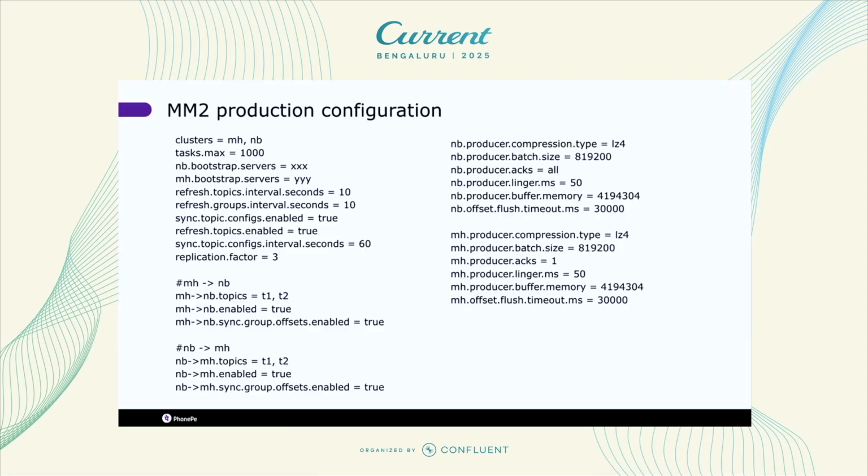This is a standard MirrorMaker production configuration, so you can go through it later. We'll upload our slides to the Kafka website. These are the various configurations which we have tuned over time for better production stability.